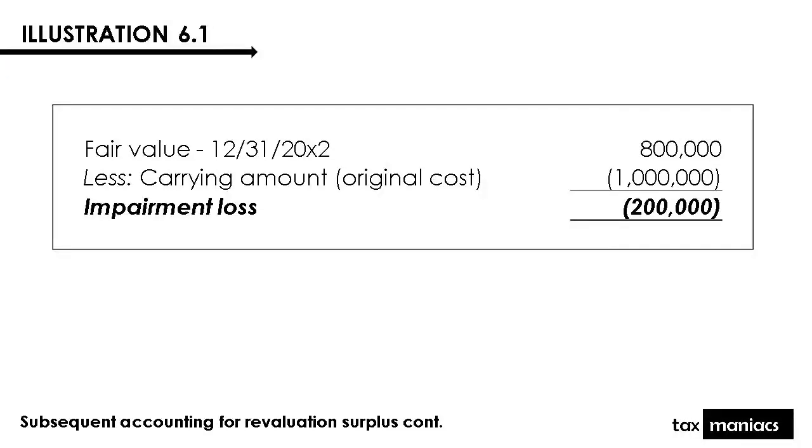The revaluation decrease on December 31, 2002 represents impairment loss because the carrying amount of the asset is decreased below its original cost. By using the formula, we have the fair value on December 31, 2002 of 800,000 less the carrying amount or the original cost of 1 million, we get an impairment loss of 200,000. The impairment loss is recognized in profit or loss rather than in other comprehensive income.